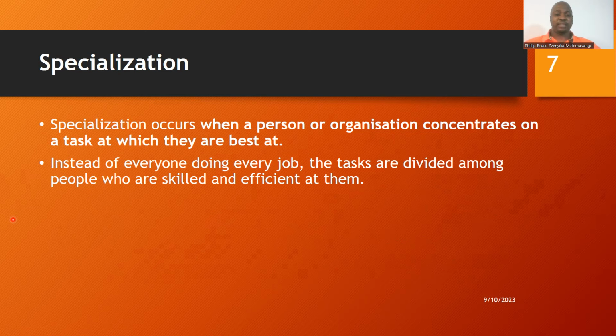So it's determined by the skills that they have, and the resources that they have may also help them determine which area they are strong in. And then they will specialize in that particular area. So instead of everyone doing every job, the tasks are divided among people who are skilled and efficient at them. Never will you give someone who is good in accounting a task to go and produce goods, because that's not their area of specialty. Everyone is supposed to get a task which suits their skills, their qualification, and their experience. That's what you call area of specialty, or simply specialization.